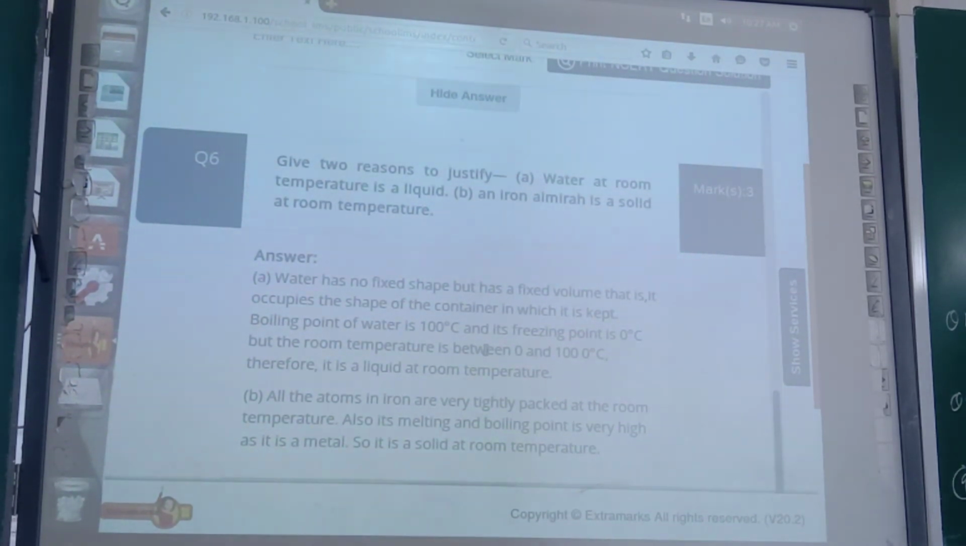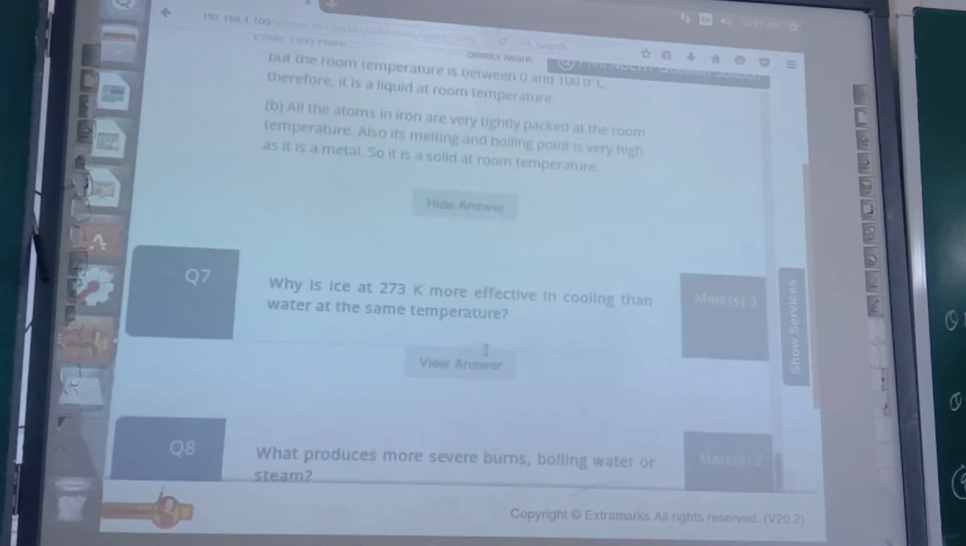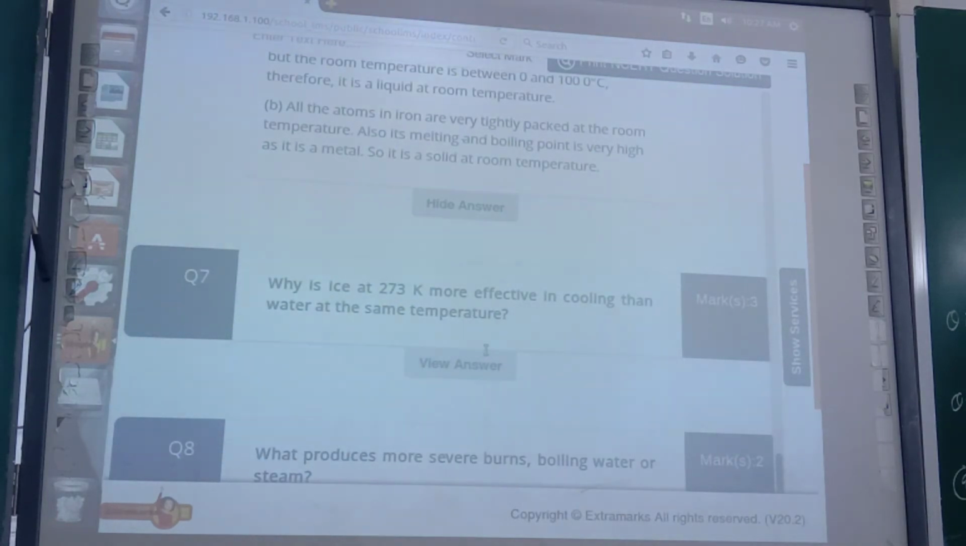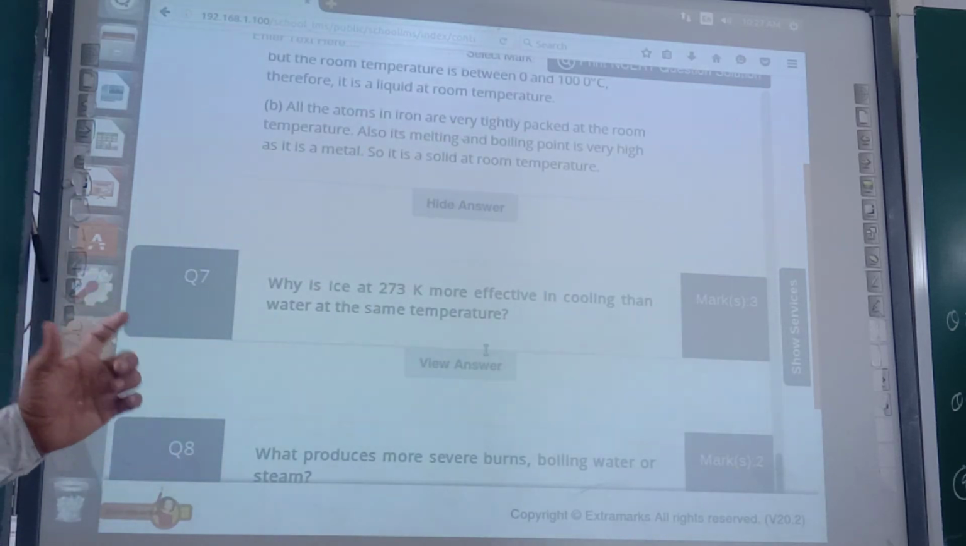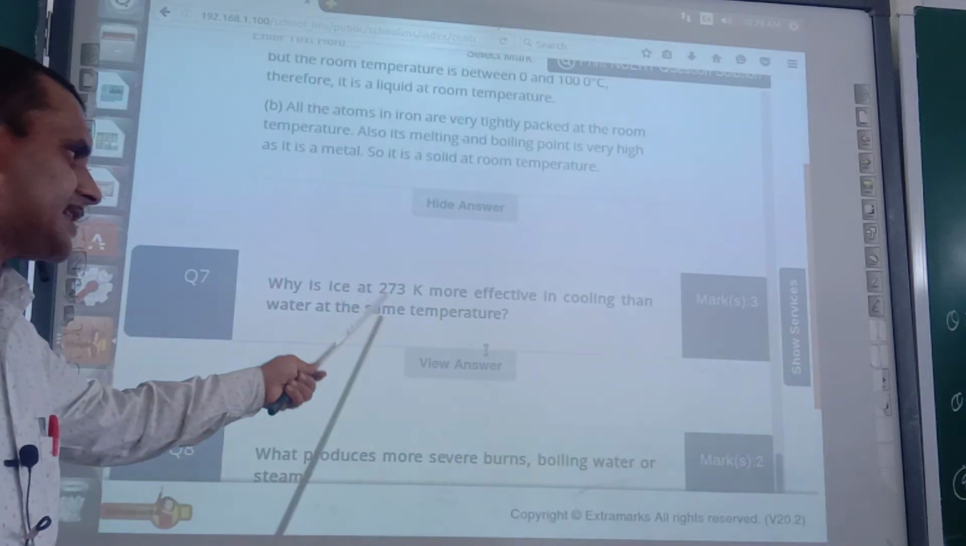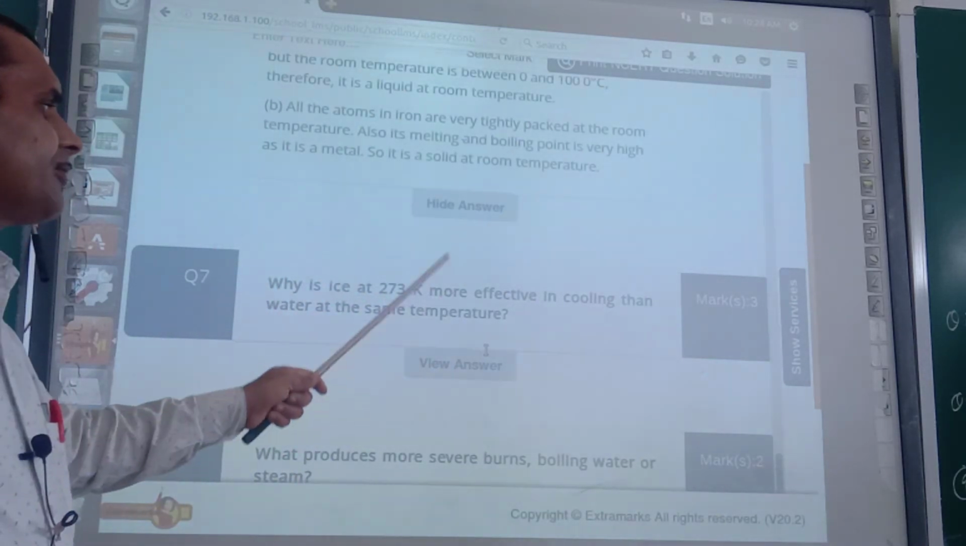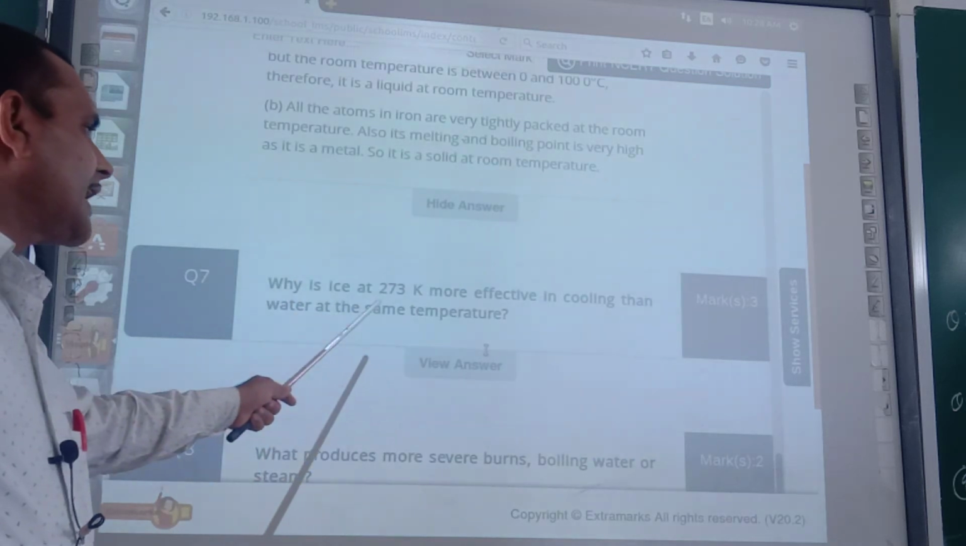Okay, now let us move to question number 7. Okay, so why is ice at 273 Kelvin more effective in cooling than water at the same temperature? Okay, ice, cooling. Cool means to provide the low temperature. So why is ice at 273 Kelvin, which means 0 degree Celsius, more effective in cooling than water at the same temperature?